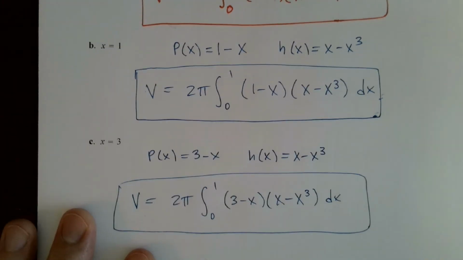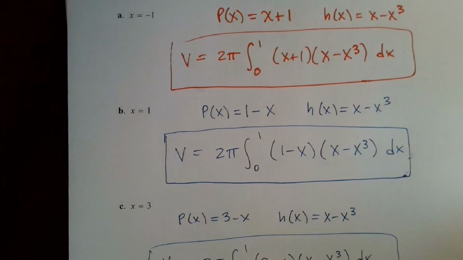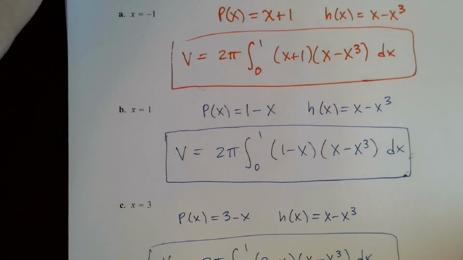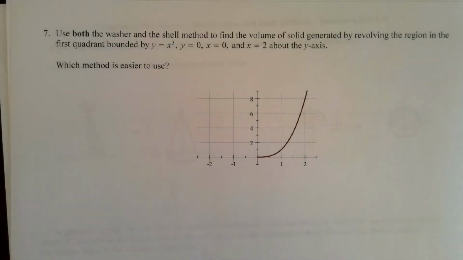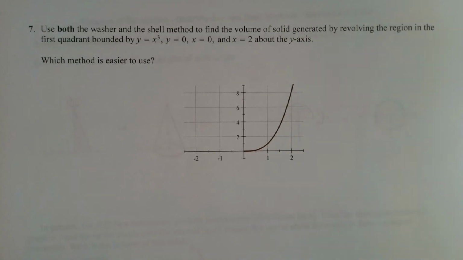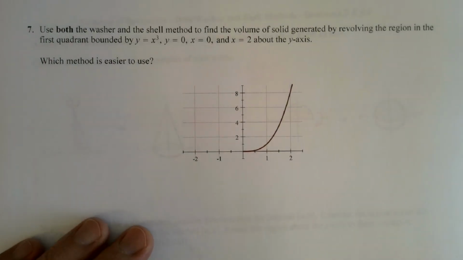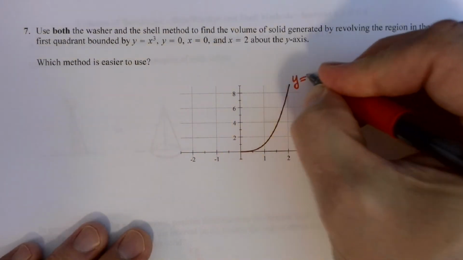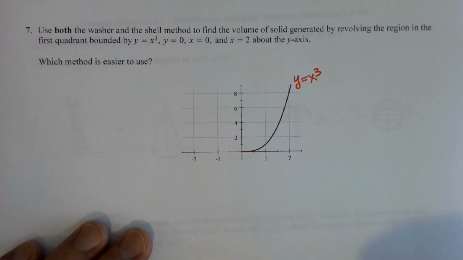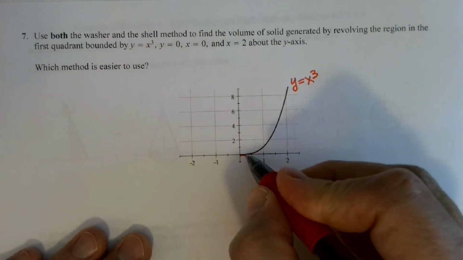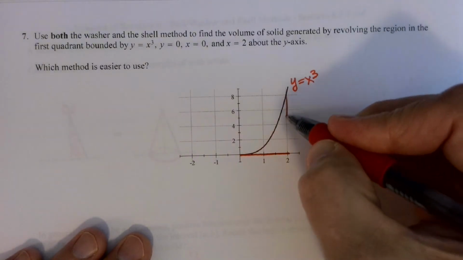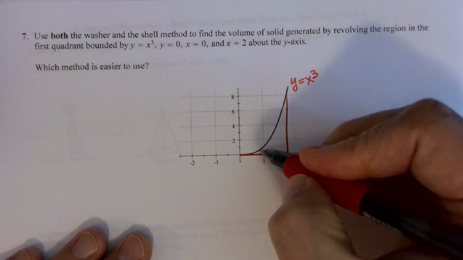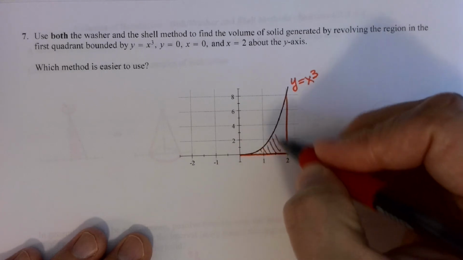So let's close this then with a contrasting of the disk washer and the shell method. On the next example, I'm going to do both methods, just so you see, to find the volume of the solid generated by revolving the region in the first quadrant bounded by y equals x cubed, y equals 0, x equals 0, so those are the x and y axis respectively, and x equals 2, the vertical line here. So you can see that region.